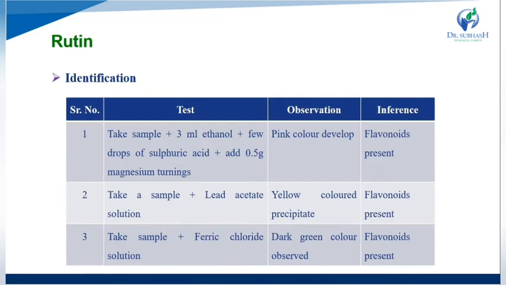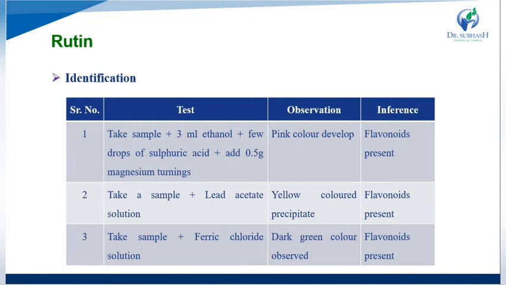The first identification test: take the sample of the extract of rutin plus 3 ml of ethanol plus a few drops of sulfuric acid, and add 0.5 gram of magnesium turnings. Pink color develops, and that indicates flavonoids are present.